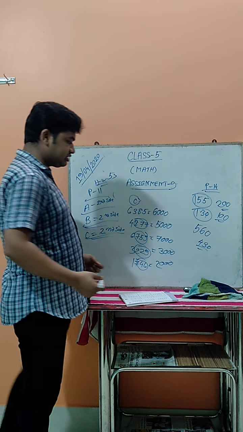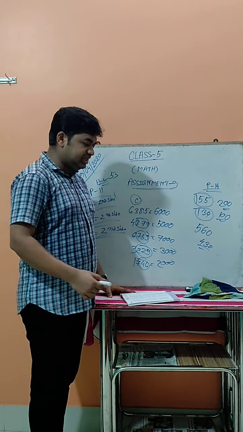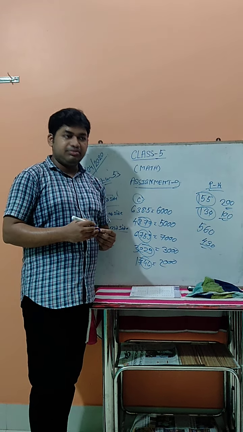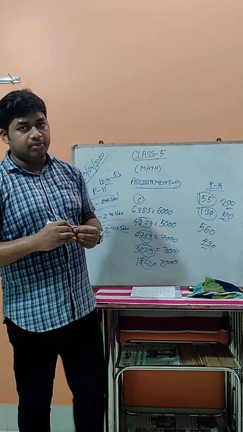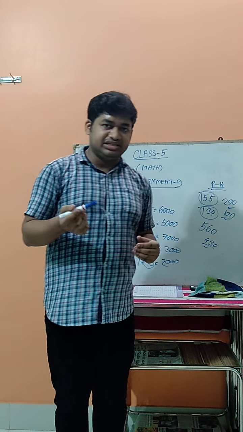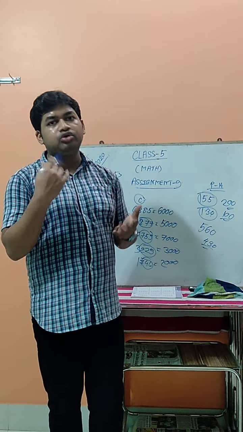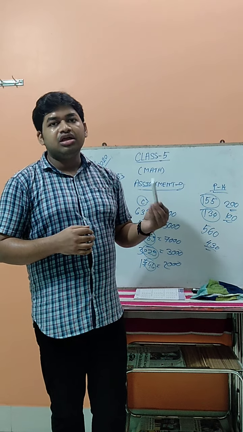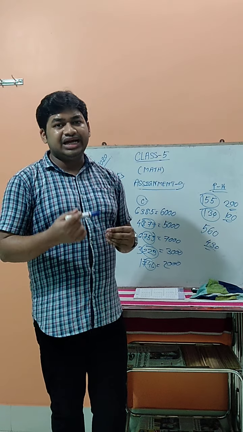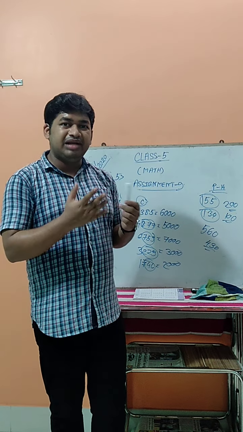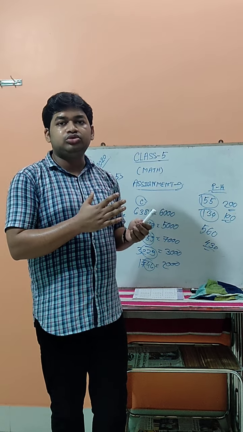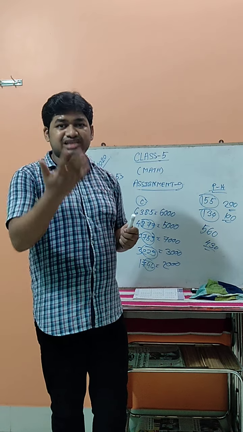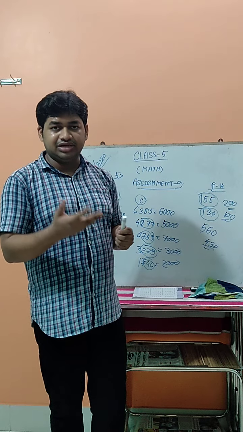So I hope you understand it. It's very easy. Only one thing you have to remember when rounding to 10: if any number is 5 or more than 5, you have to take the next digit. If it is less than 5, 1 to 4, you have to take the previous digit. And the same way, for rounding to 100, if any number is less than 50, you take the previous number. If any digit is more than 50, like 55, 60, 70, you have to take the next digit.